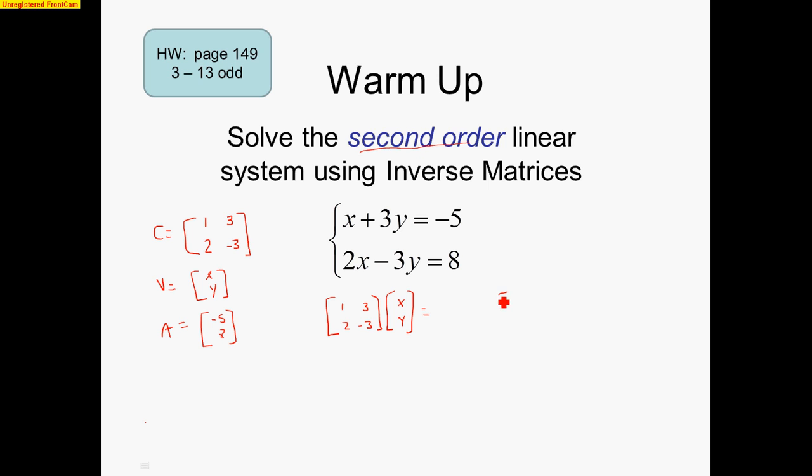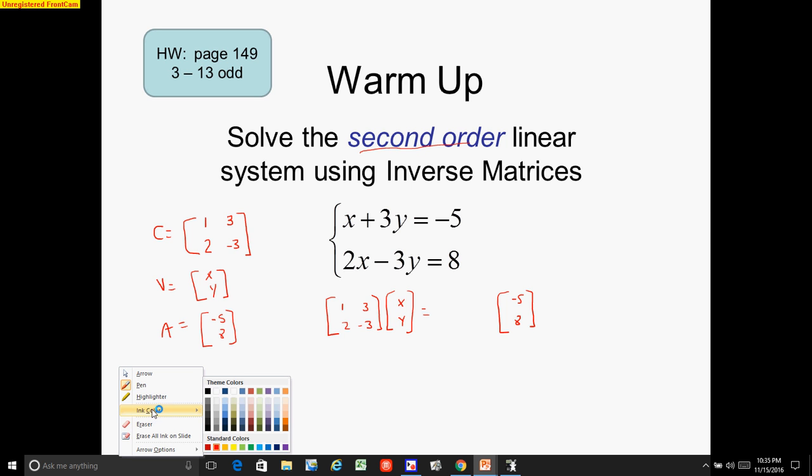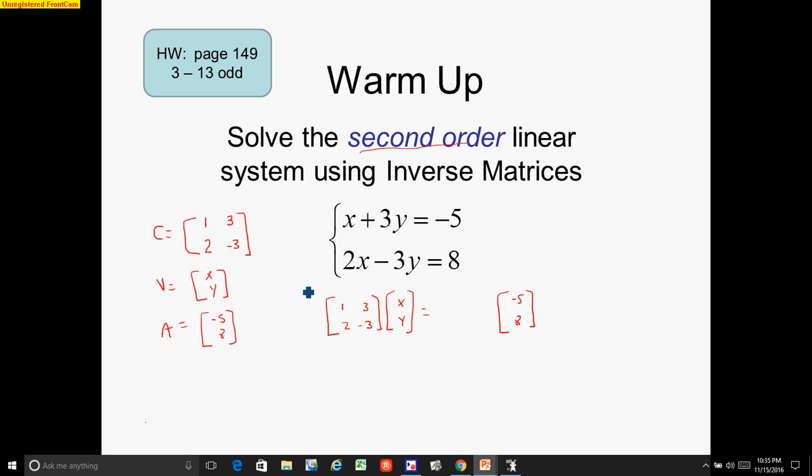I'm going to leave this spot here, because I'm trying to isolate the xy variable, which means I need to get rid of the 1, 3, 2, negative 3. And to do that, I use the inverse. Right, so I'm going to multiply this matrix on the left by its inverse, which will give me the identity matrix. But that's not legal unless I multiply this side of the equation also on the left side of this matrix.